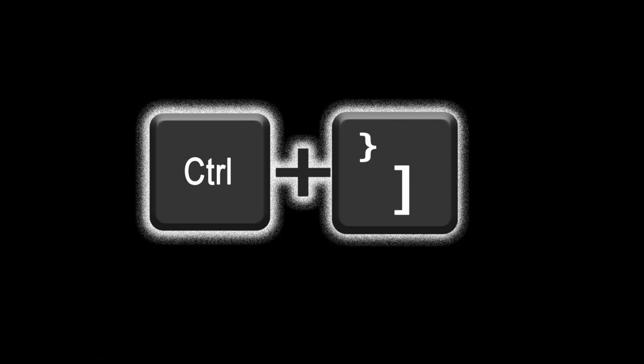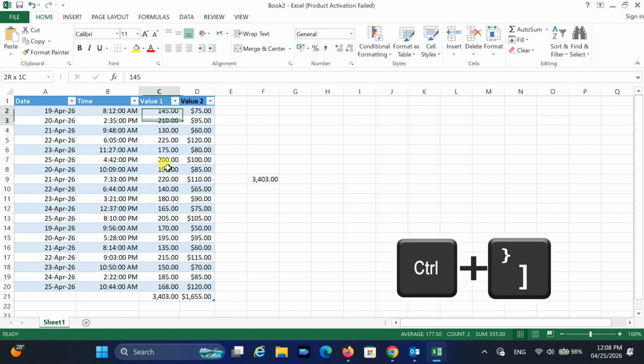Number 10. Ctrl plus close bracket. Press Ctrl plus close bracket. This highlights all cells that are dependent on the selected cell. Very useful for understanding data flow.